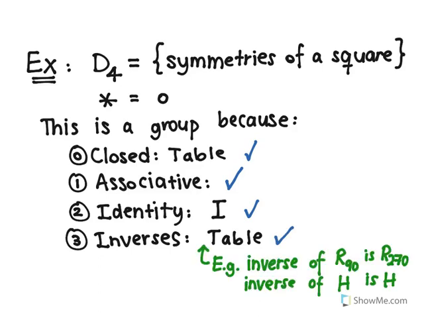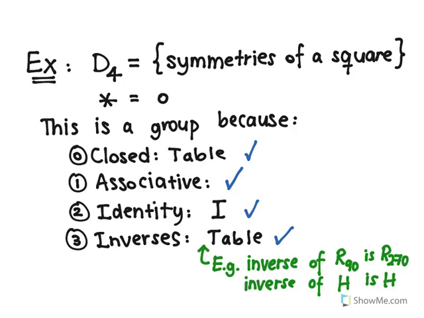By looking at the table, you can see that no matter what symmetry of a square you start with, you can always find some symmetry to compose it with to get the identity. For example, let's say you start with R90. The inverse of R90 is R270, because you can confirm by looking at the table that R90 composed with R270, or the other way, R270 composed with R90, either way, you get the identity.